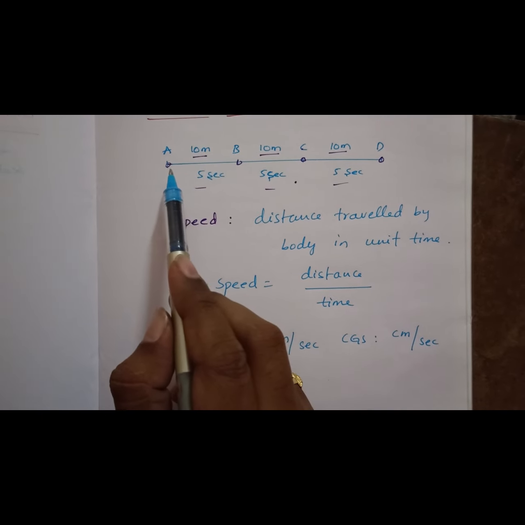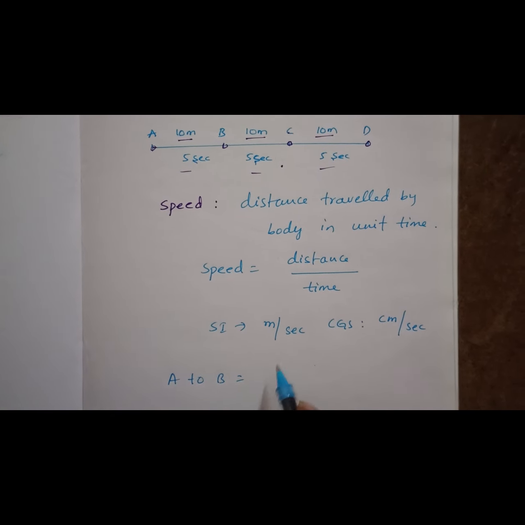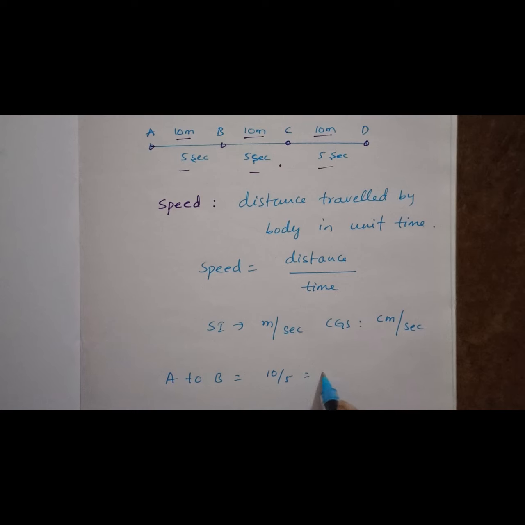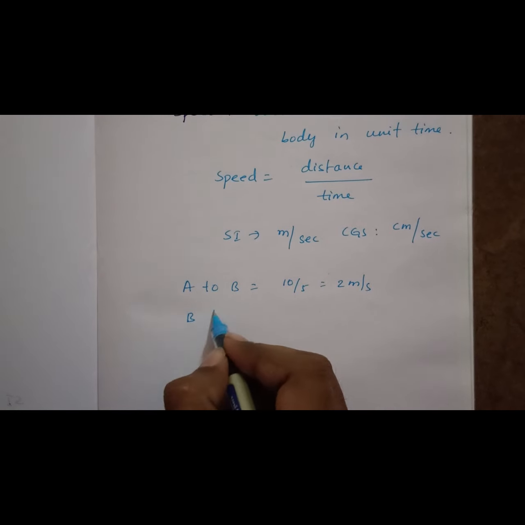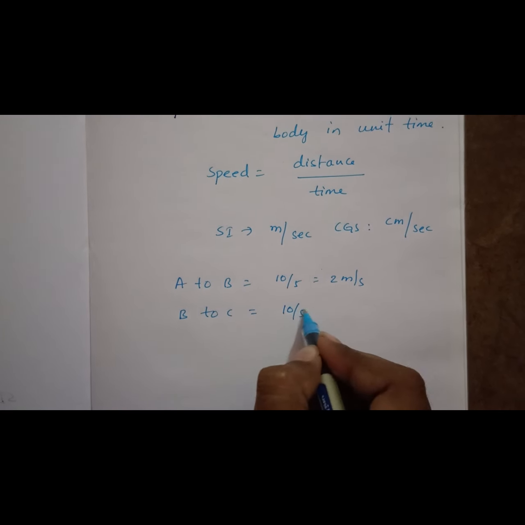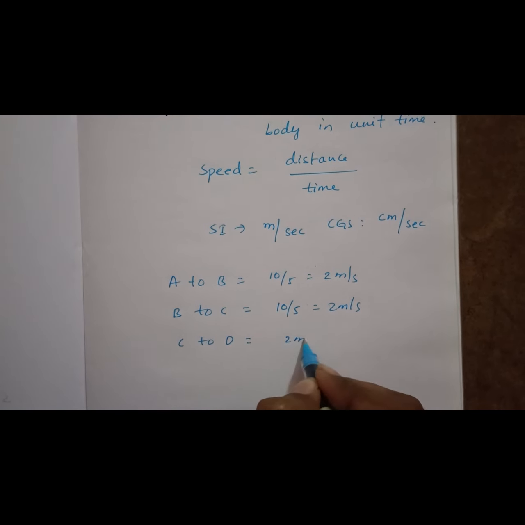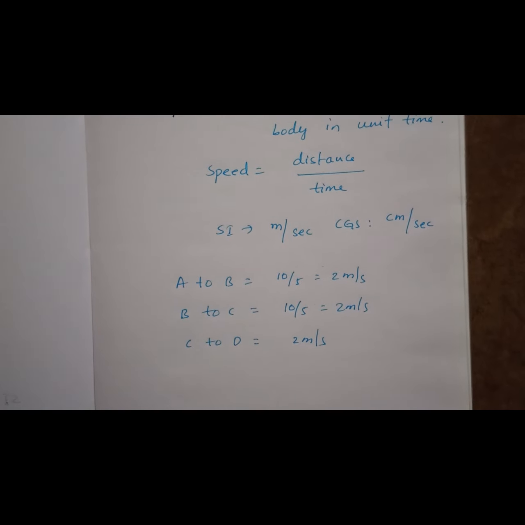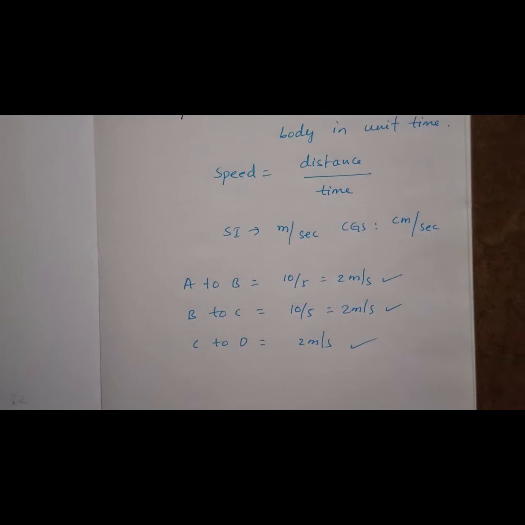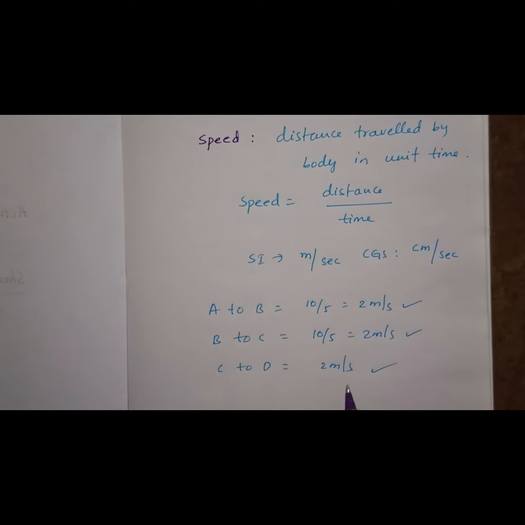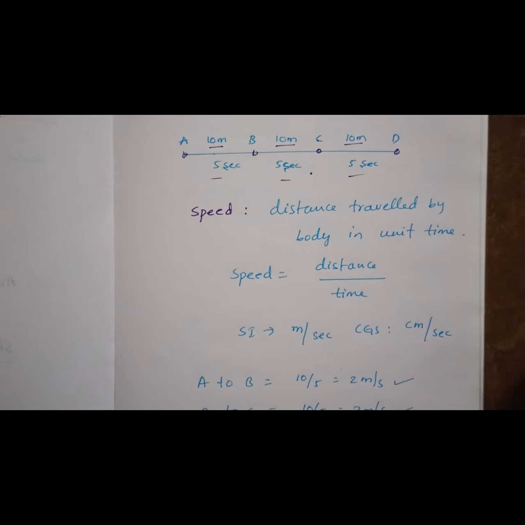Now coming to here, the speed A to B is 10 by 5, 2 meter per second. B to C, 10 by 5, 2 meter per second. Obviously C to D also 2 meter per second. Now in all the situations it is traveling with the same speed. So here the body is traveling equal distances in equal intervals of time.